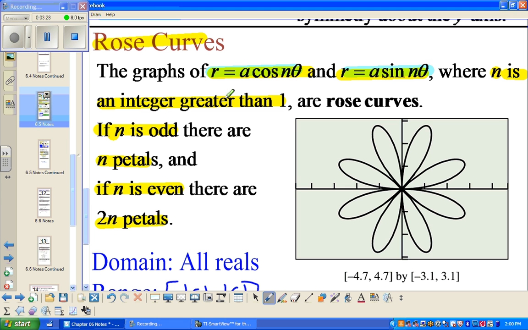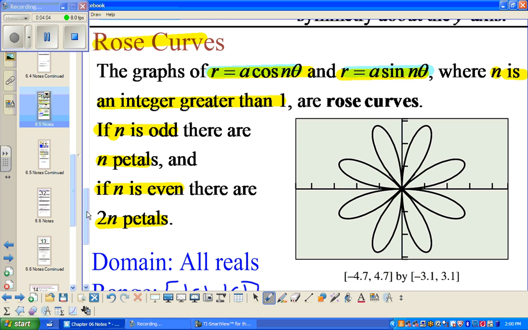So what you need is r equals a cosine n theta, or you could use r equals a sine n theta, where n is an integer greater than 1. So n would need to be 2, 3, 4, 5, or so on. It couldn't be 2.5, it couldn't be 3.8, it has to be an integer. So what that means is you're going to plug some number in for a, you're going to plug some integer in for n, and create this rose curve.